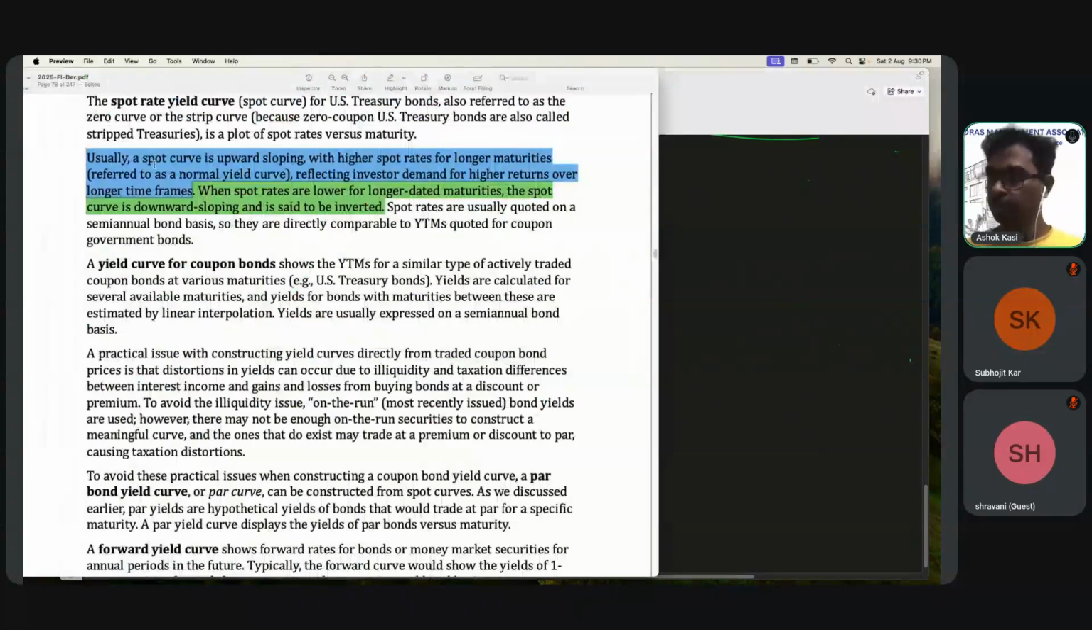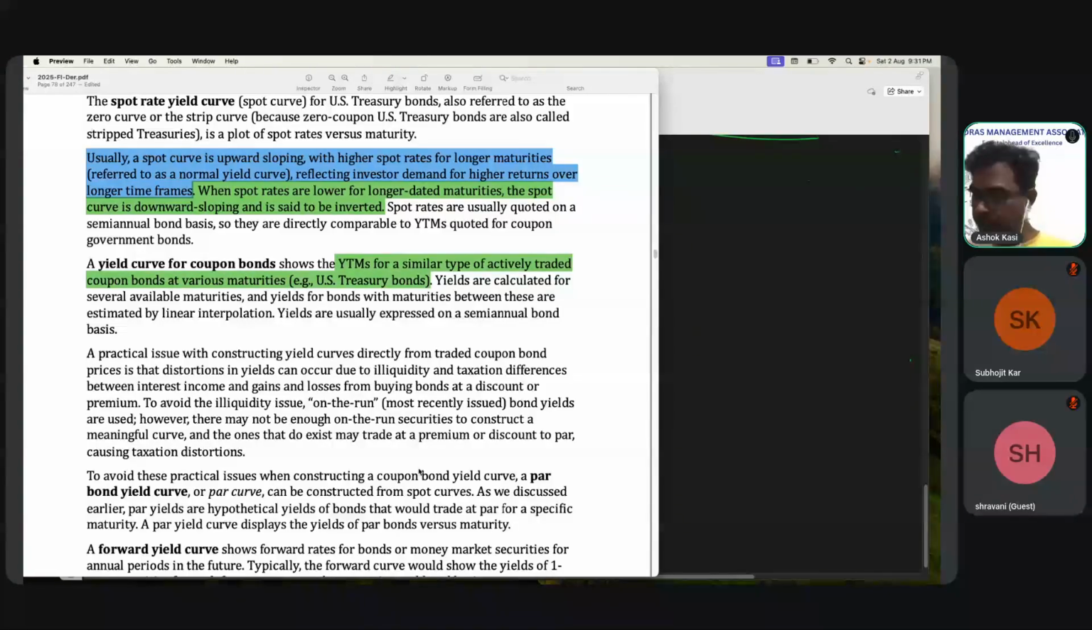Are you able to understand these lines till here? This blue and green color. Yes, sir. I think we've done this in derivatives as well, normal and inverted yield curve. Then yield curve on coupon bond is not needed. Actively traded coupon bonds at various maturities. It just shows YTM for coupon bonds for various maturities. Fine.